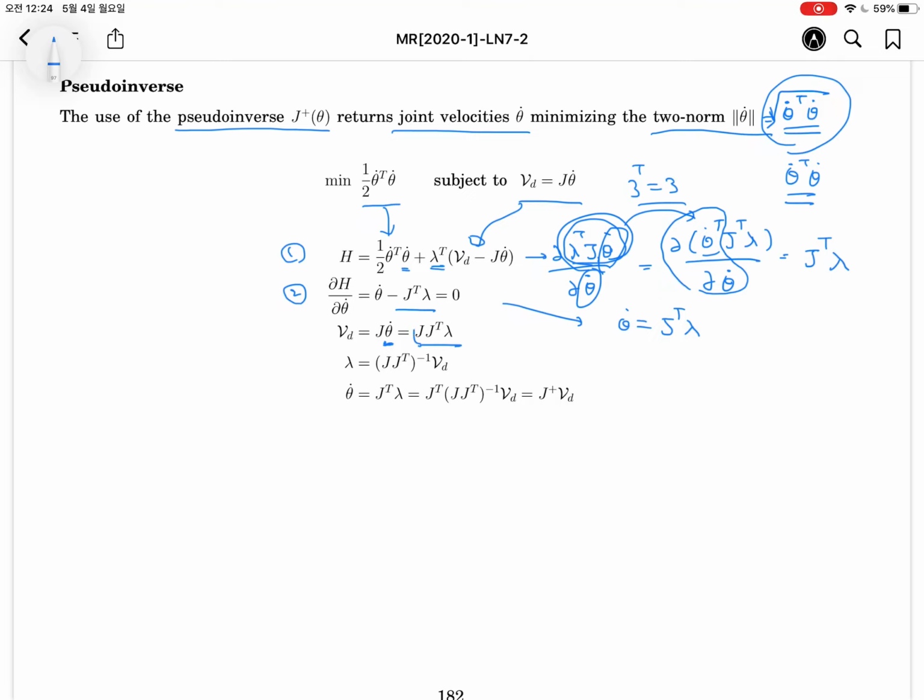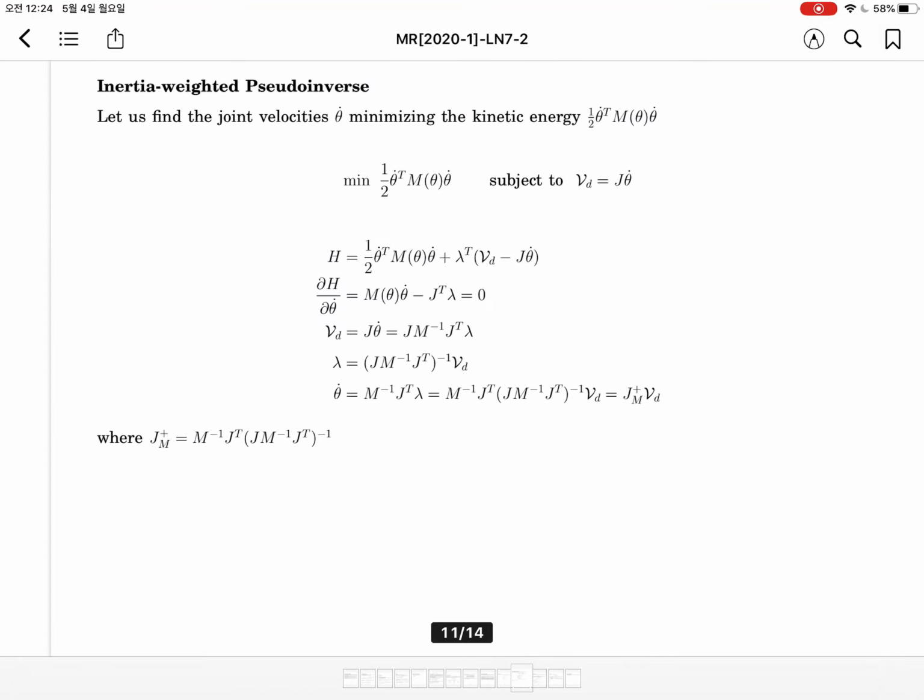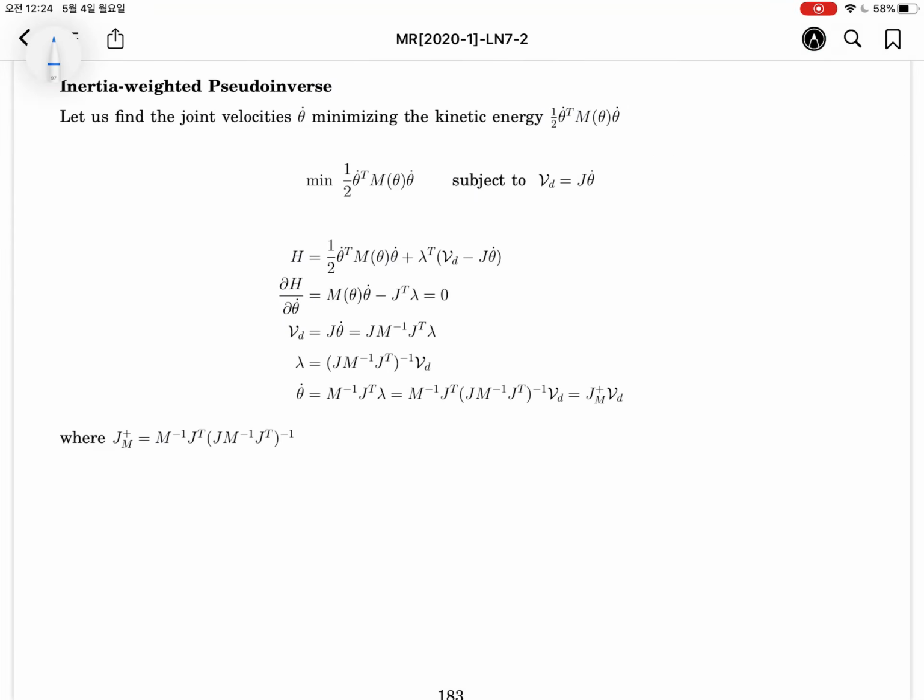This equation will be applied to the constraint equation. So we have J J transpose, and this matrix is square, so the inverse is applied to both sides. So we have the lambda. Lambda will be applied to the minimum solution. So we have this one. The J pseudo-inverse will provide the 2 norm minimum solution.